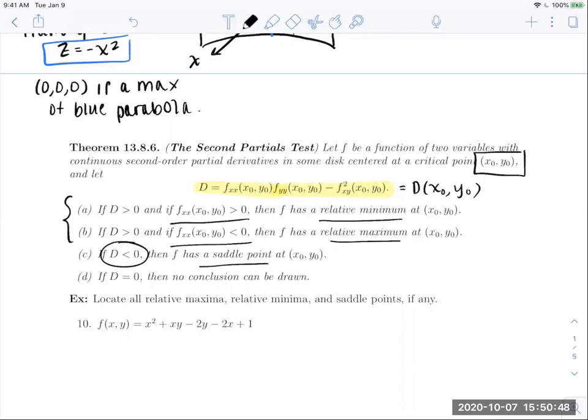I want to assure you that on upcoming quizzes and exams, I will be providing you this theorem in full, exactly as it's stated. So I'll provide you the D equation and the results. So I don't want you to spend time memorizing this theorem. Rather, I want you to be able to do a couple of things. One is compute critical points, and two is to be able to classify them using the second partials test.